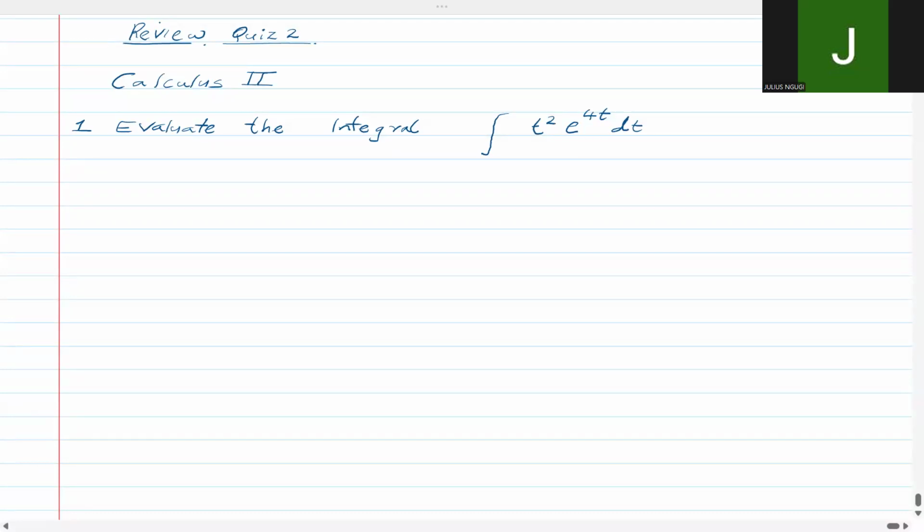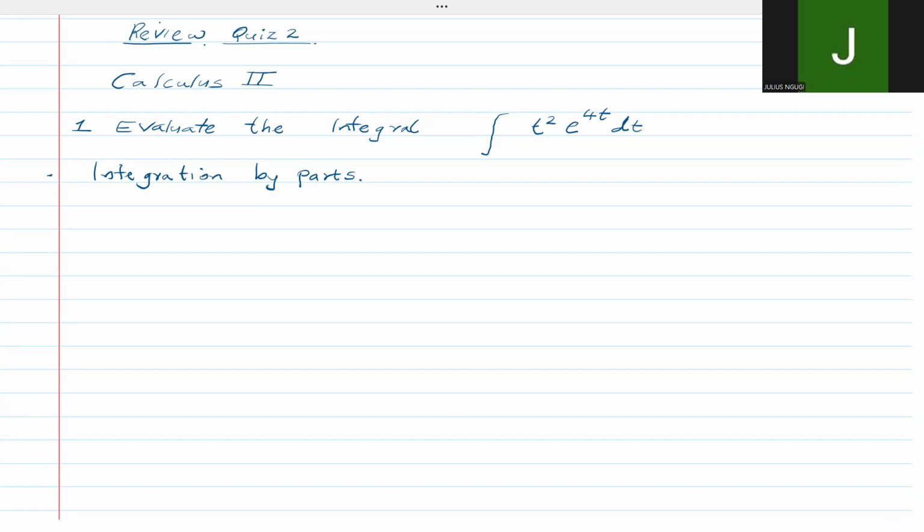So the two questions. Let's start by evaluating the integral of t squared e to the power 4t dt. In this review of quiz 2, we'll be working with integration by parts. I'll show two ways of doing this one, and you can choose the one that you prefer for the quiz.